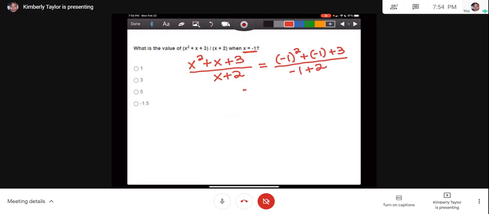Now let's go ahead and evaluate. Negative 1 squared is 1. And then you have here this plus and minus, that's going to get you a negative 1. And then plus 3. And then negative 1 plus 2 is 1. So 1 minus 1 is 0. 0 plus 3 is 3 over 1, which equals 3. And that's your answer.